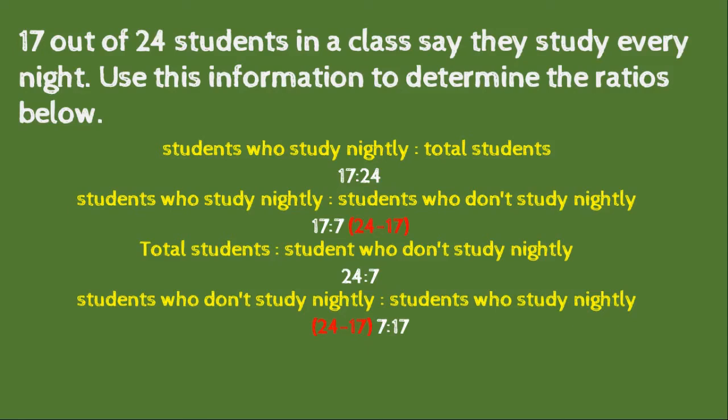Now, total students to students who don't study nightly. The total number of students, again, was given, which is 24. And the students who don't study nightly, we figured out in the question before, which is 24 minus 17, which is 7. So the ratio would be 24 to 7. Students who don't study nightly to students who study nightly, again, we figure out by 24 minus 17, which is 7. And the first number that we were given was 17, the students who study nightly. The ratio would be 7 to 17.